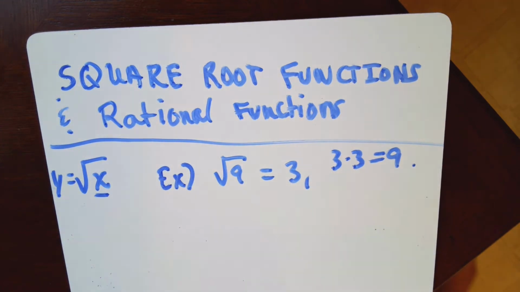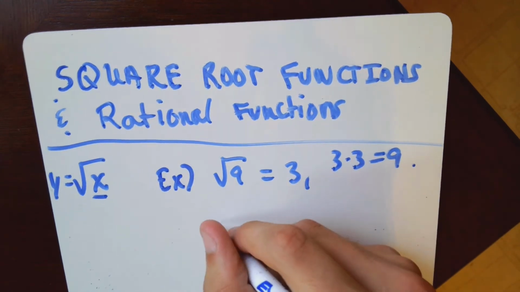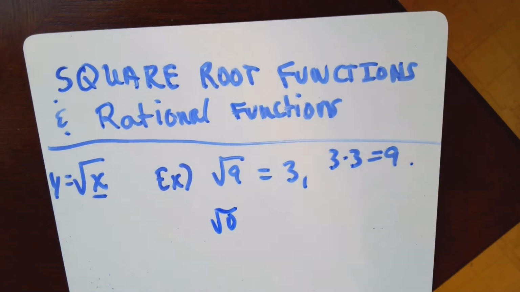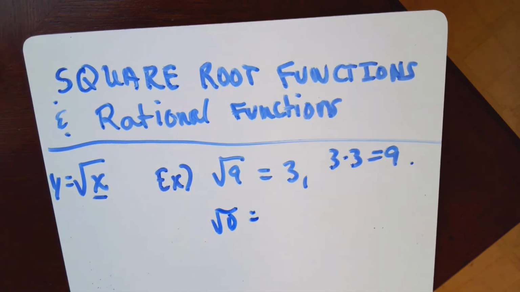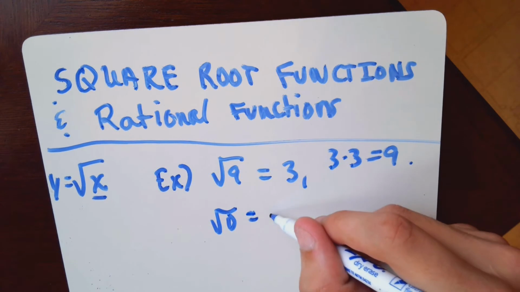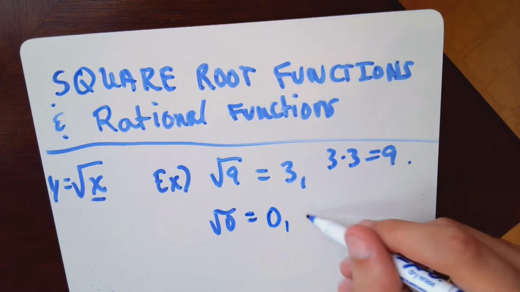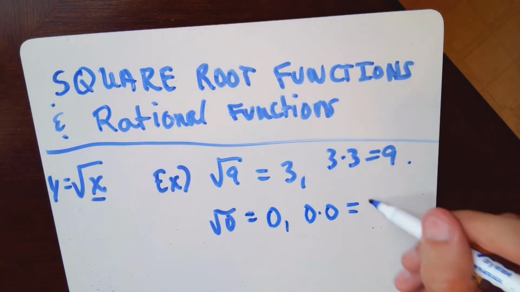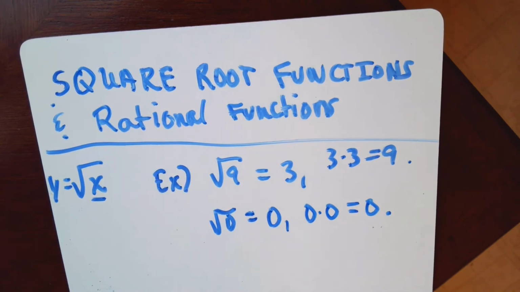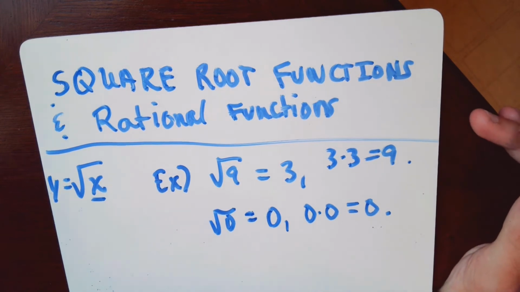And next, if we want to think about something like, let's look at another example. Let's think about the square root of 0. Well, what times itself gives you 0? If you think about it a little bit longer, you'll get the square root of 0 is 0, because 0 times 0 is 0. Awesome. So the more you play around with these, the more you'll see the pattern.